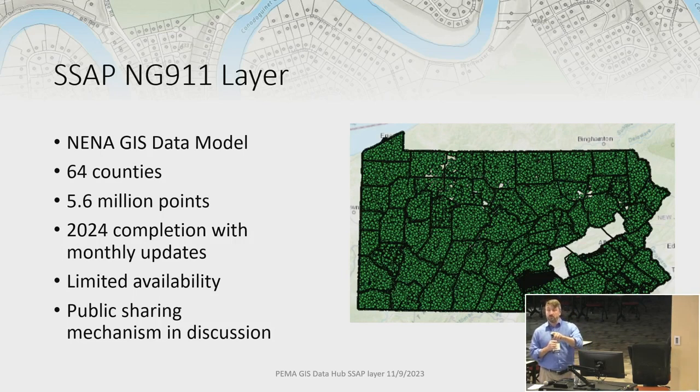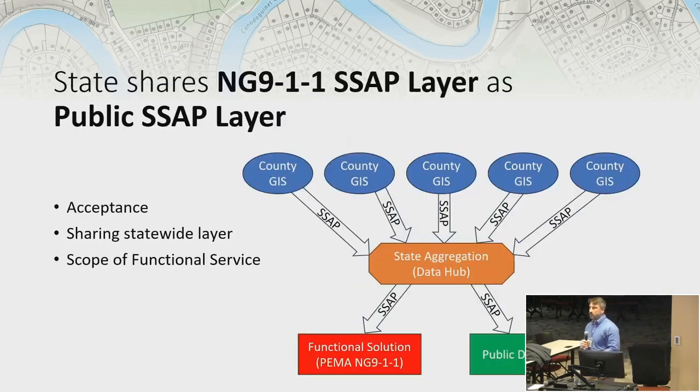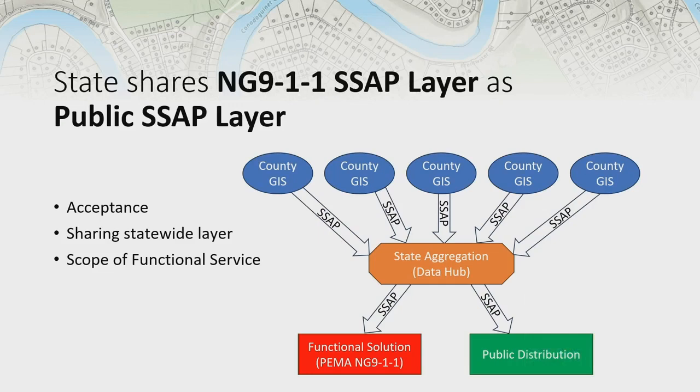You want the person answering your 911 call to be seeing the same map, right? So that sort of interoperability is what we're working towards. A single base map. So, we're in discussion about how we take this statewide aggregated data set and get it out to a public address point layer.